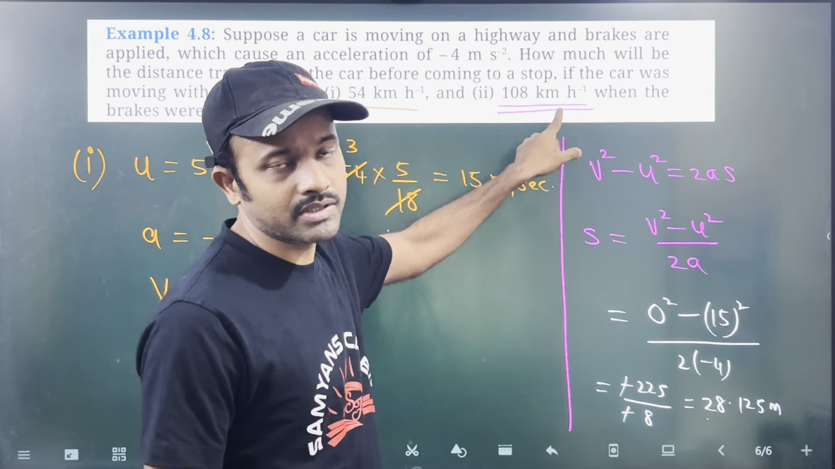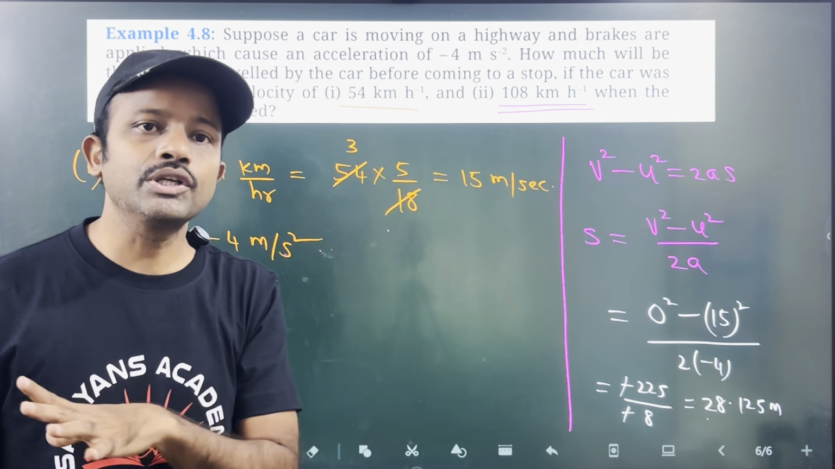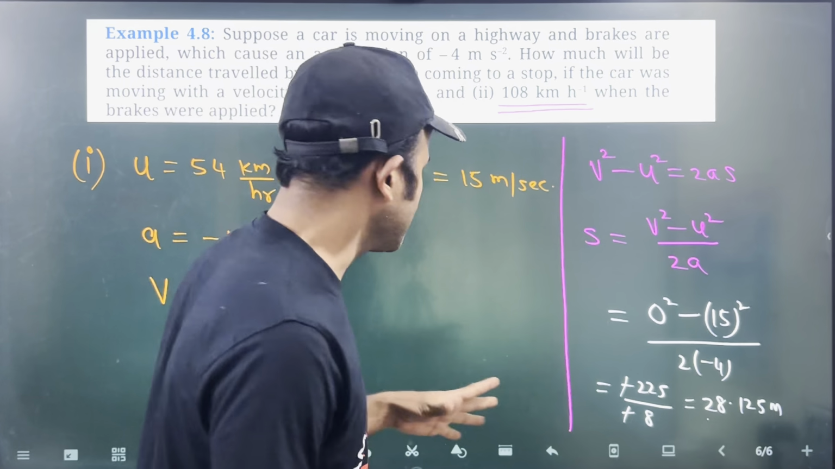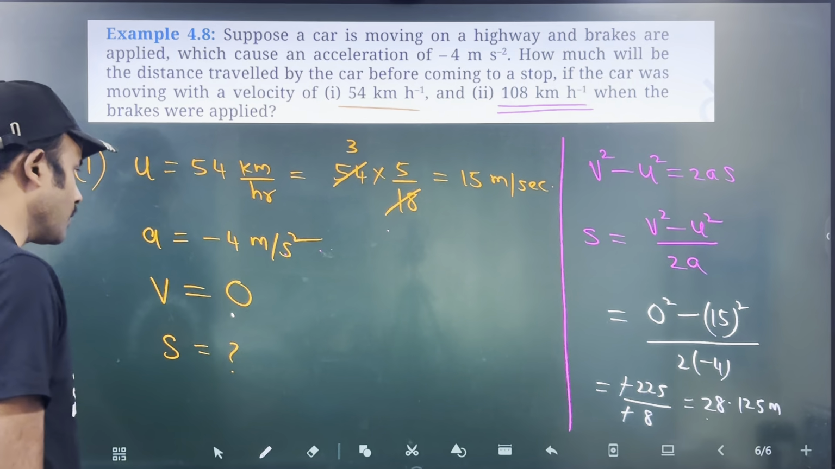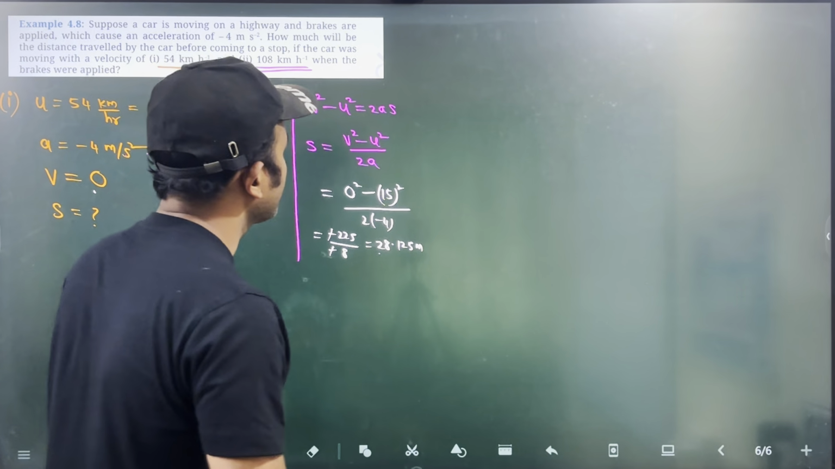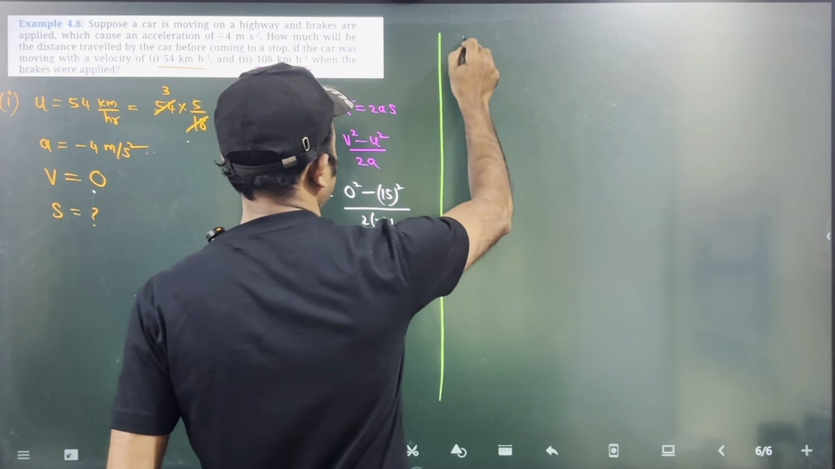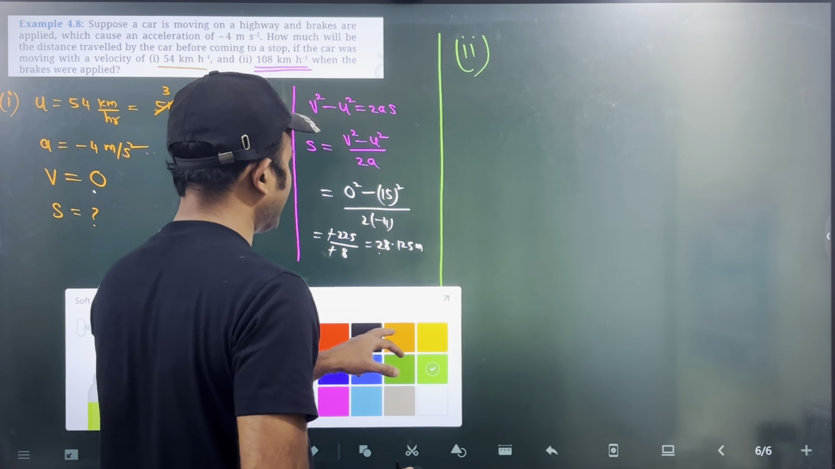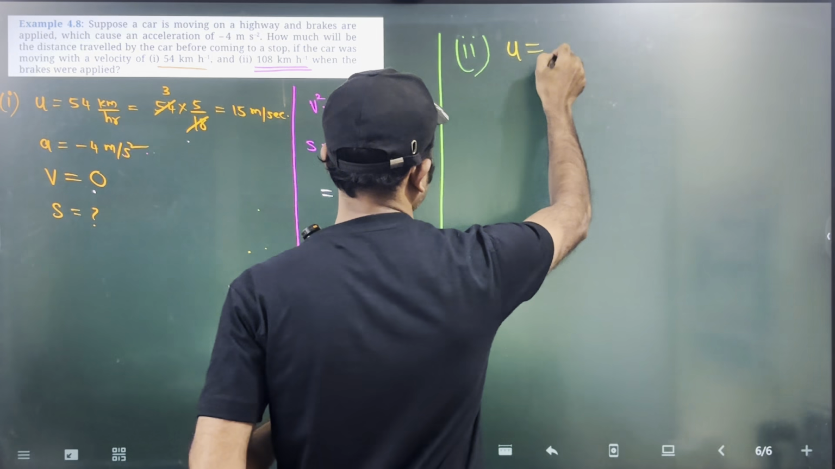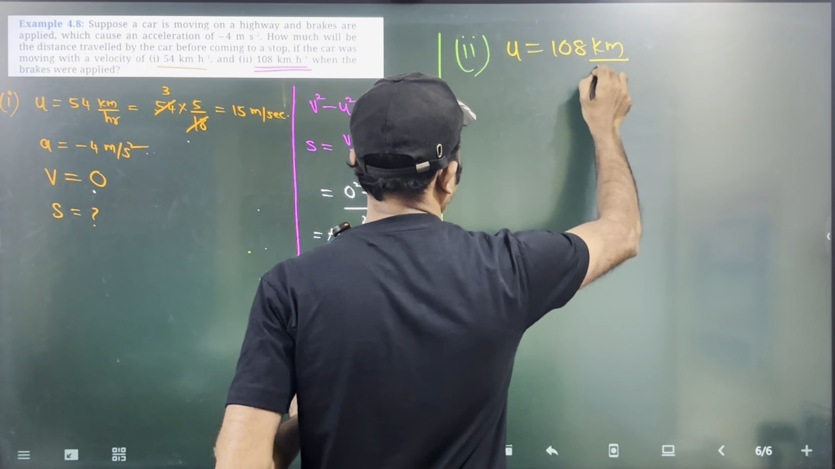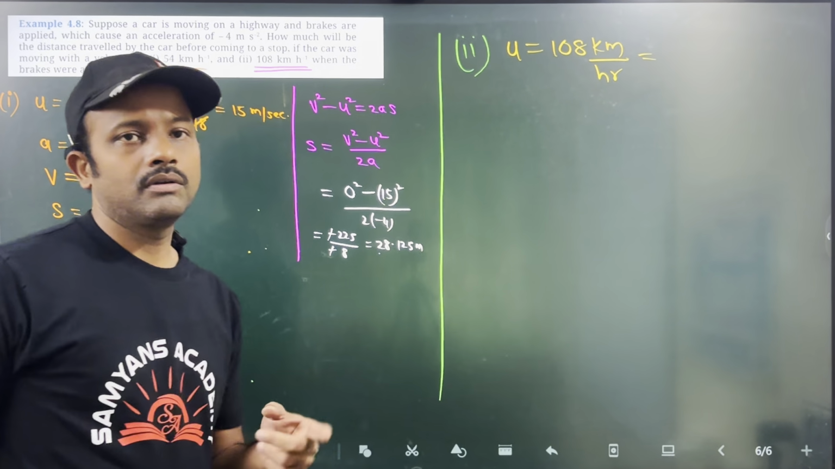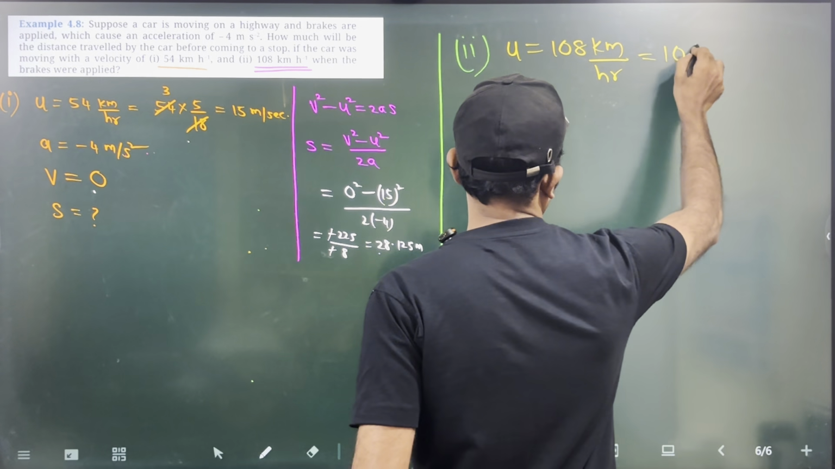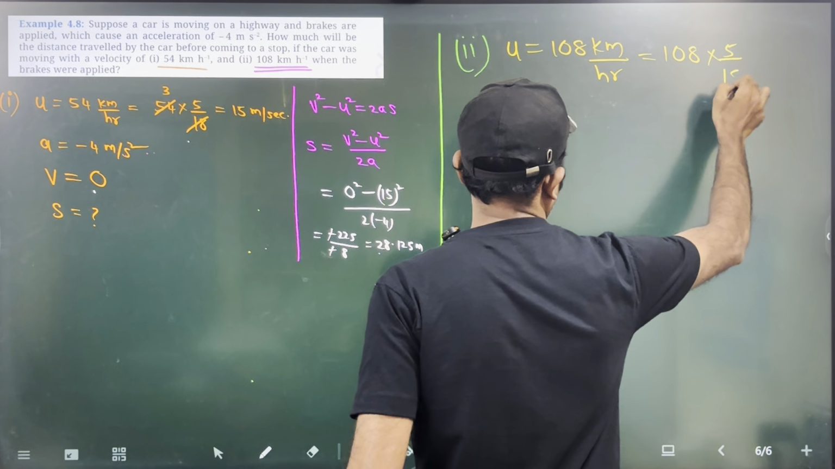You do for the second situation, if the same car moves with 108 kilometer per hour, in that case what is its stopping distance? Find out. So if the same car is moving with 108 kilometer per hour speed, already you know that, just change it into meter per second. For that we multiply this 108 with 5 by 18.